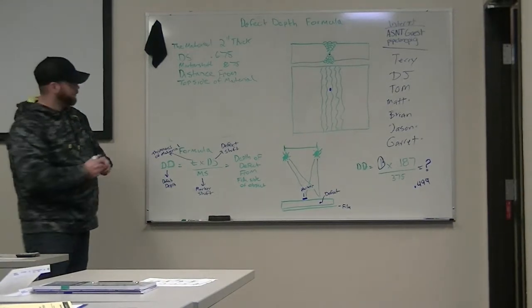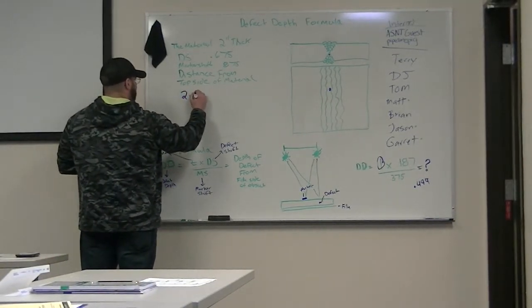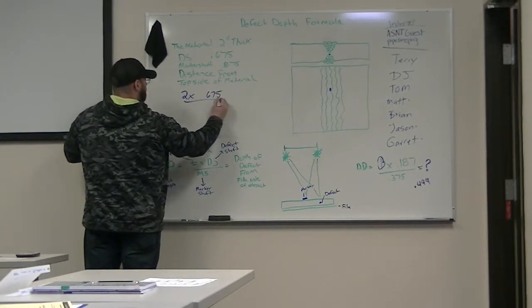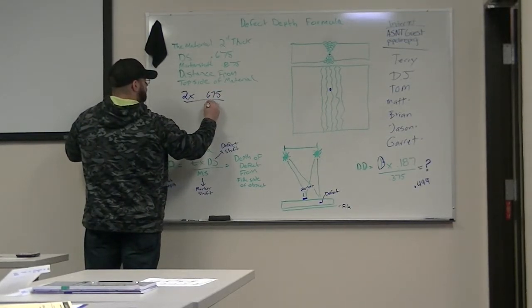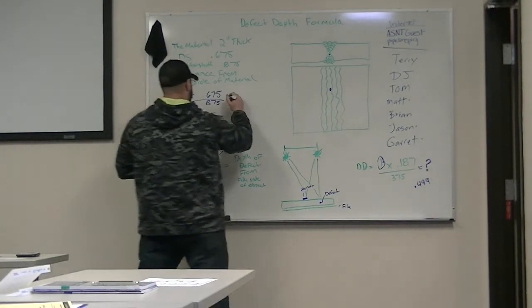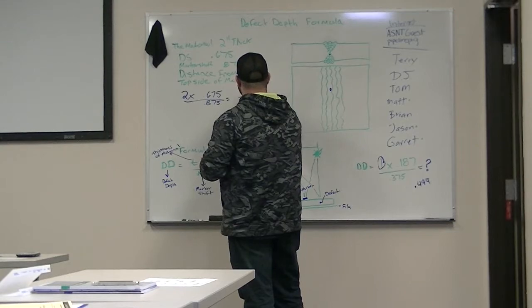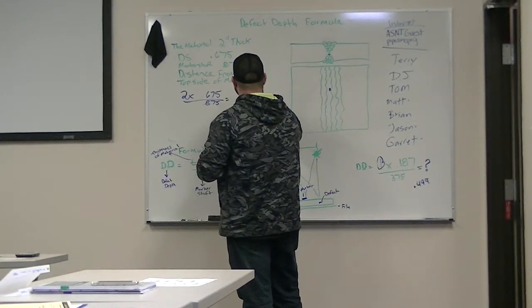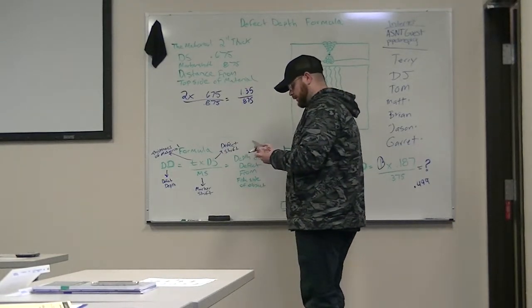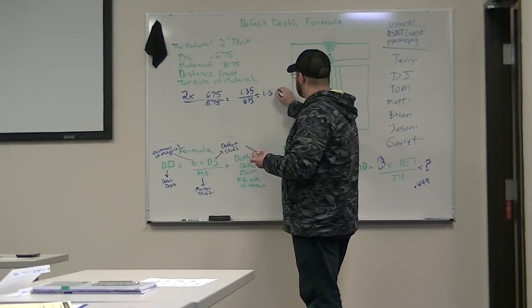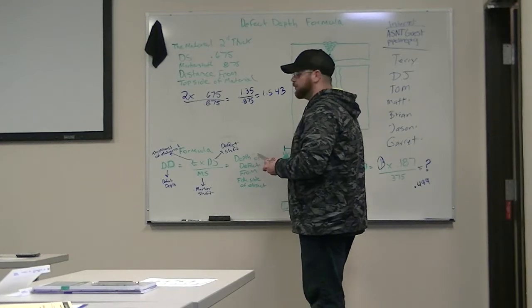It's going to be 2 times 0.675 divided by 0.875. It's going to give me 1.35 divided by 0.875, which gives me an answer of 1.543. But we're not done, right?